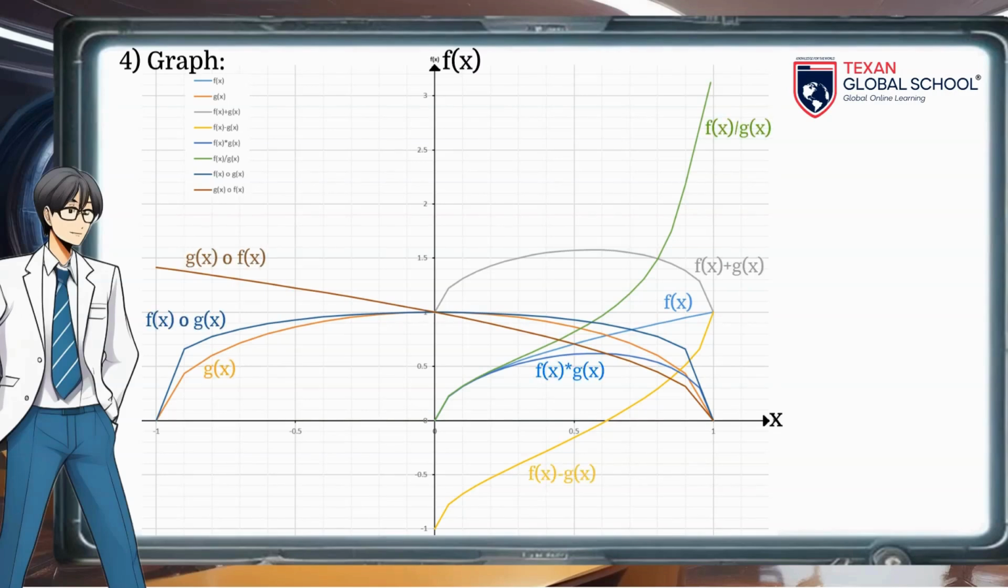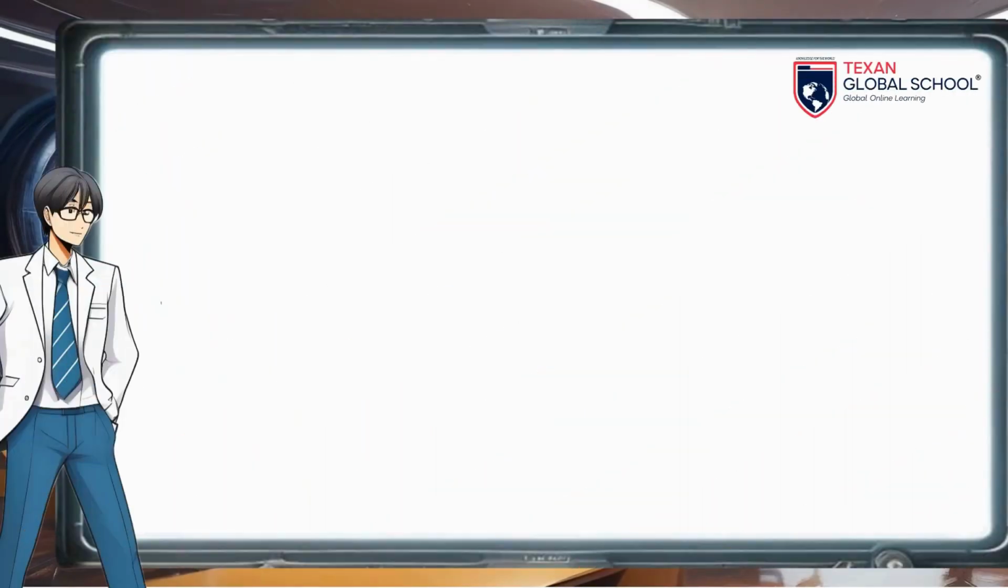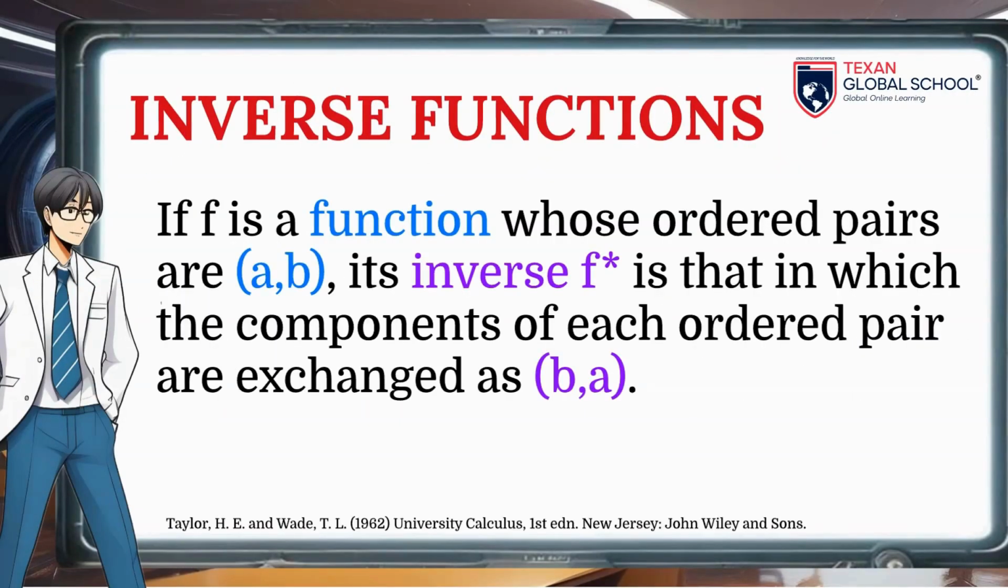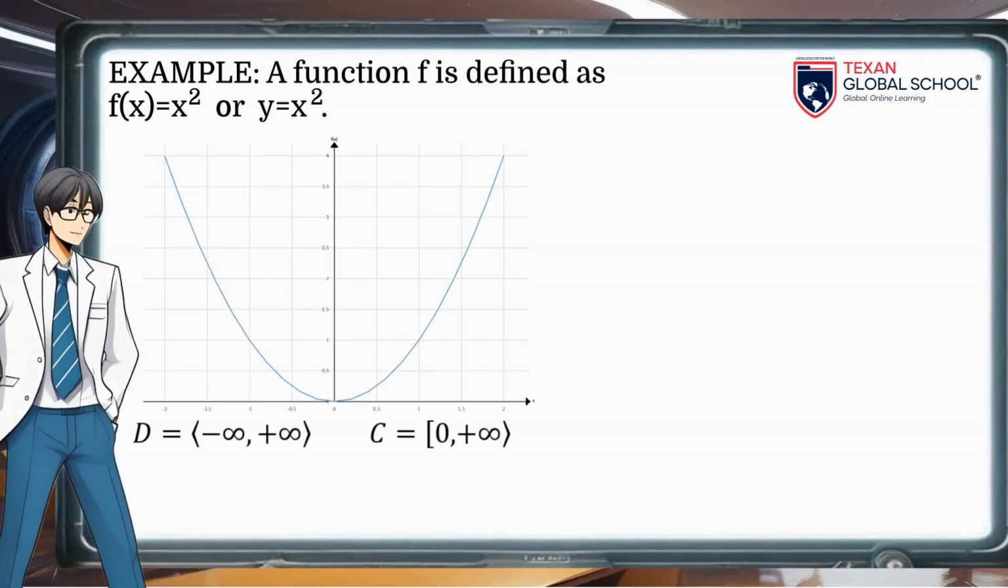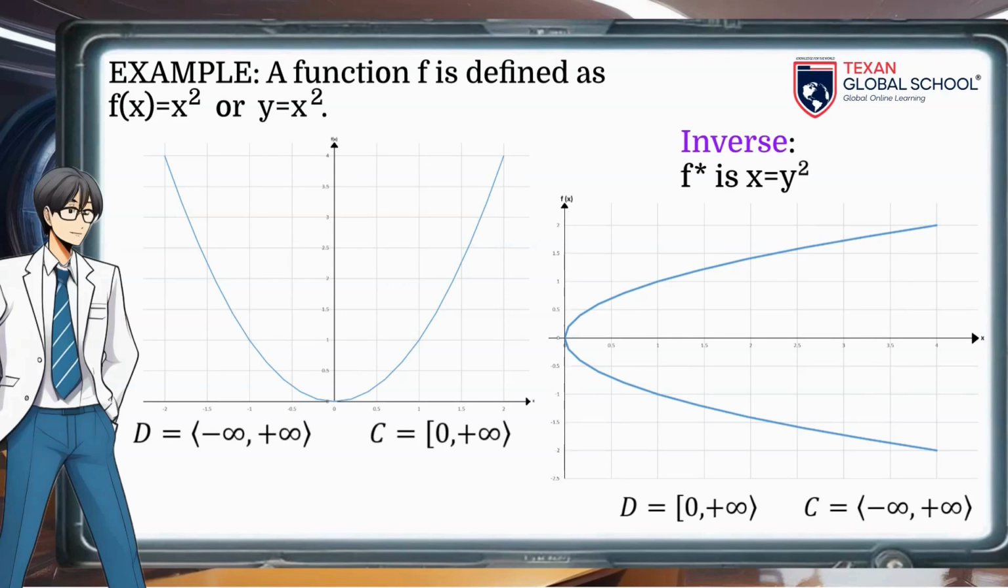We see the initial functions f of x and g of x represented, as well as the functions resulting from combinations and composition. If f is a function whose ordered pairs are (a, b), its inverse function is one in which the components of each ordered pair are exchanged, as (b, a). Let's look at an example. The inverse of the function y equals x squared, which, graphically, is a parabola, is x equals y squared. Graphically, it is also a parabola but lying flat.